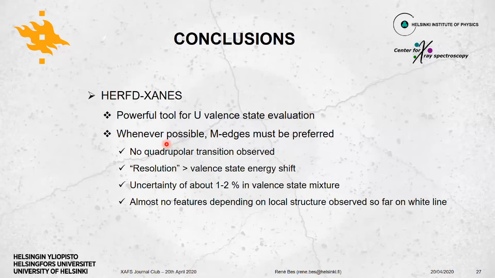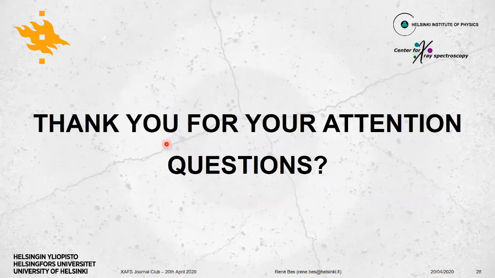The uncertainty in the composition has been found so far to be around 1 to 2% in the valence state mixture, which is quite nice already. And there are almost no features depending on local structure observed so far on the white line, so you can use the white line alone to determine the valence state in your compounds. So this is all for today, and I will be happy to answer some additional questions.